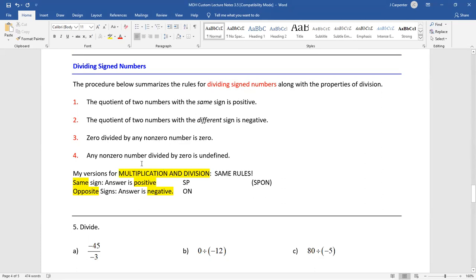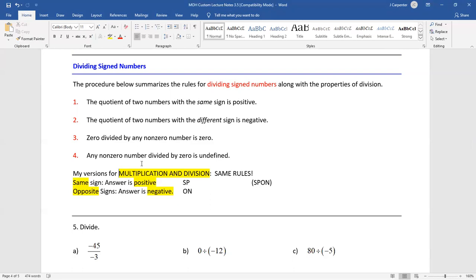Back in the previous two sections, addition and subtraction, they used the same set of rules, but you had to do something to the subtraction first. You had to turn the subtraction into an addition of the opposite sign number after the original subtraction. You don't have to do that here. It's just the same exact rules. It's easier. SPON, SPON: same sign, answer's positive; opposite sign, answer's negative.